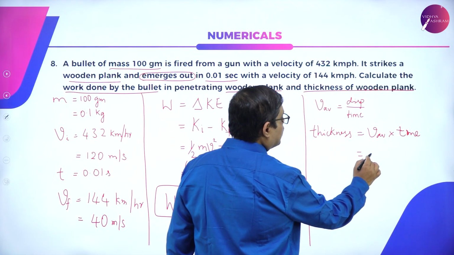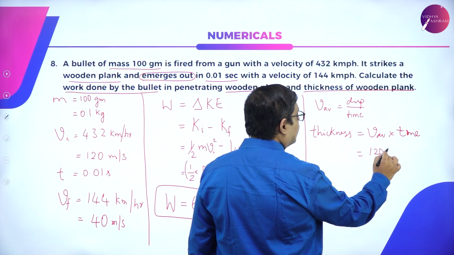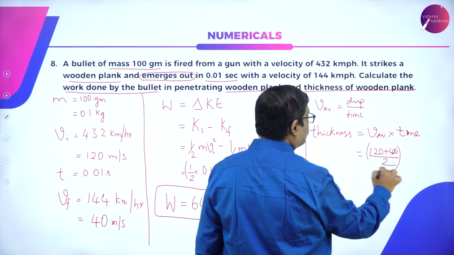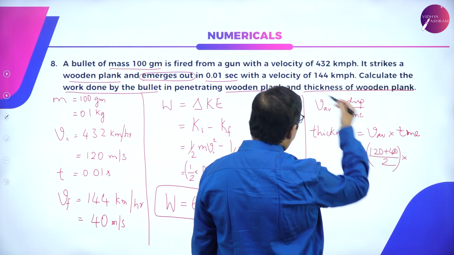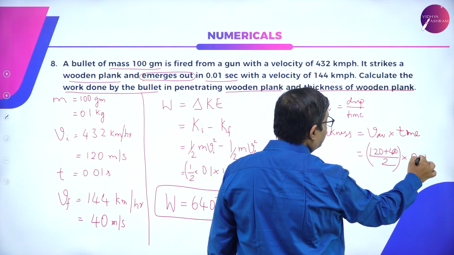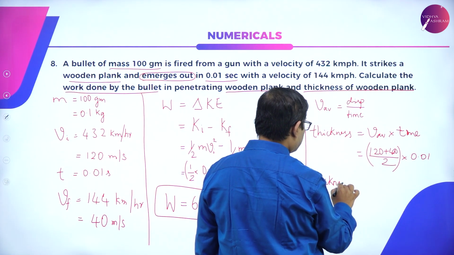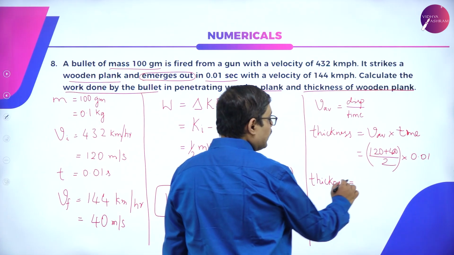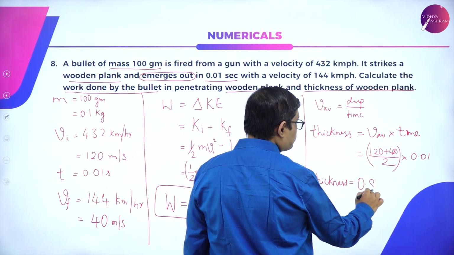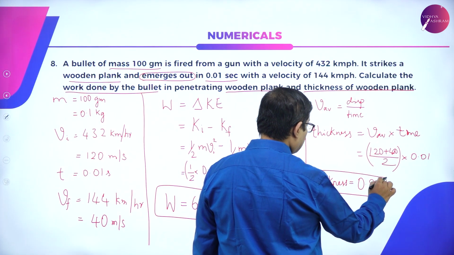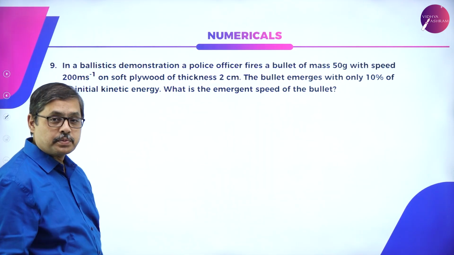What is the average velocity? It is 120 plus 40 by 2. The average of the two velocities into time taken by the bullet to come out is 0.01 second. Use your simple calculator and let me know what is the thickness. The thickness of the wooden plank is 0.8 meter. Let me have a look at the next problem.